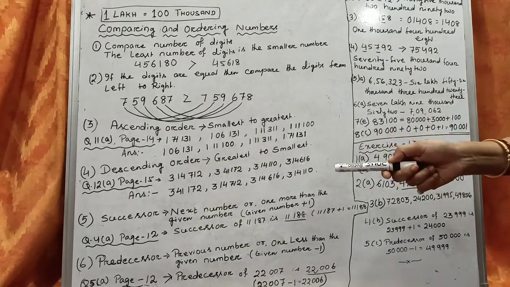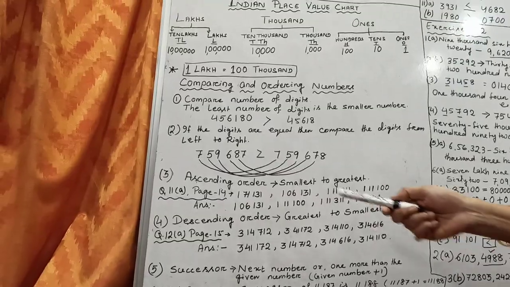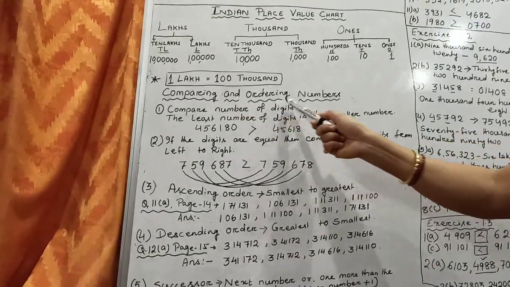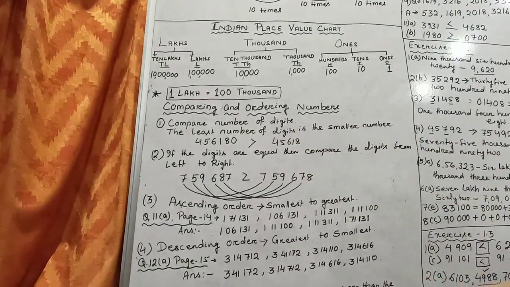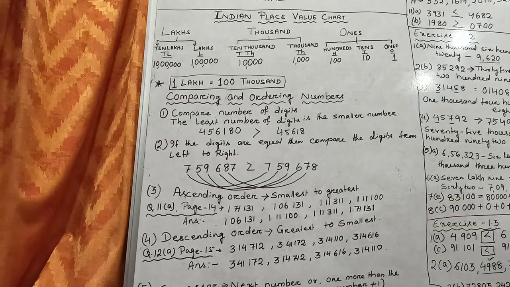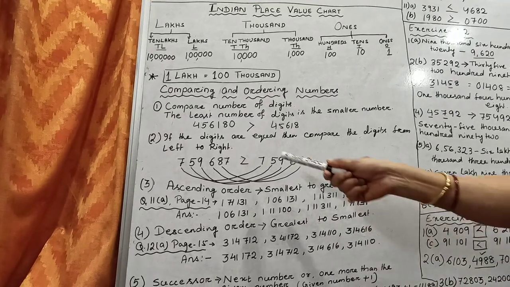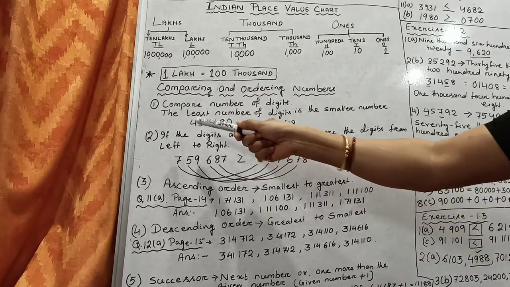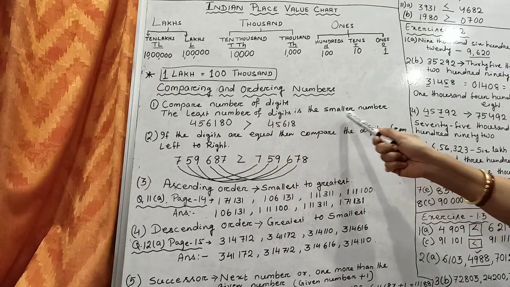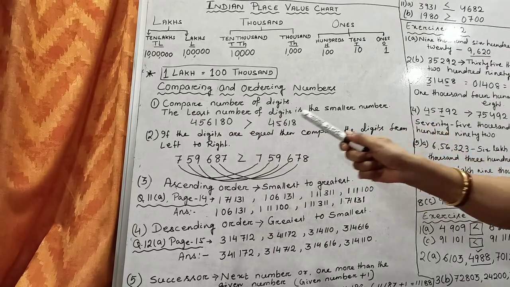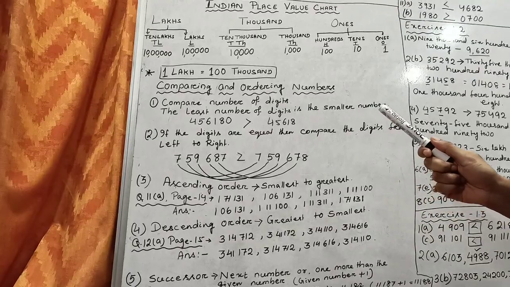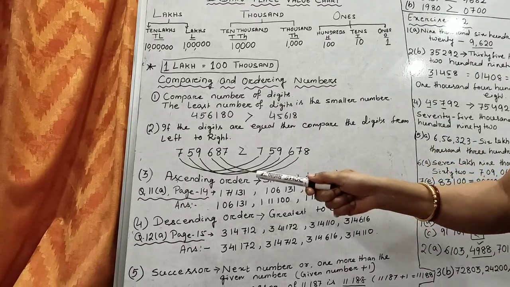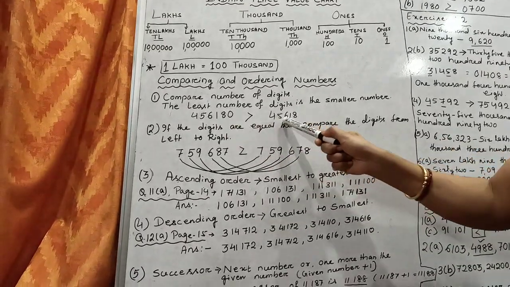Then come to the next exercise. Here, comparing and ordering the numbers. When you compare two numbers, first you have to see the number of digits. The number with fewer digits is the smaller number. The number with more digits is the greater number. Now here two numbers I have written.